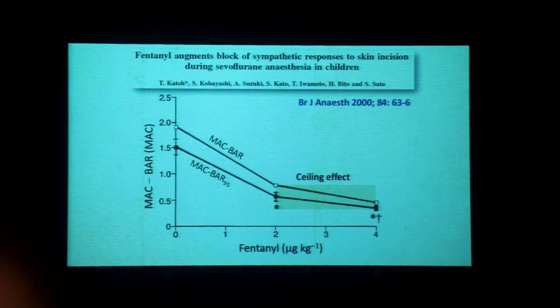So 1.5 micrograms per kg is the maximum you should aim for, which will help you reduce the MAC and also decrease the autonomic responses. Beyond that, it is not going to help. In fact, there are reports of opioid-induced hyperalgesia, which occur even with remifentanil. So be careful when you use narcotics. This is what you should use.